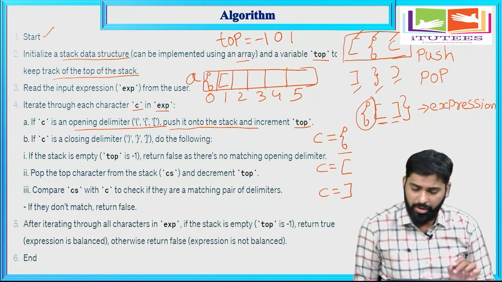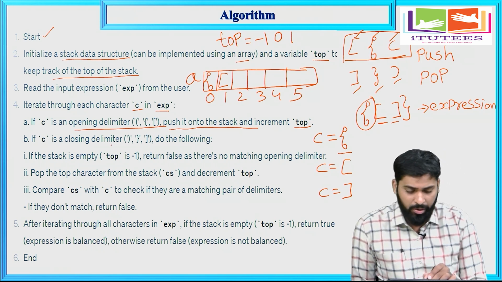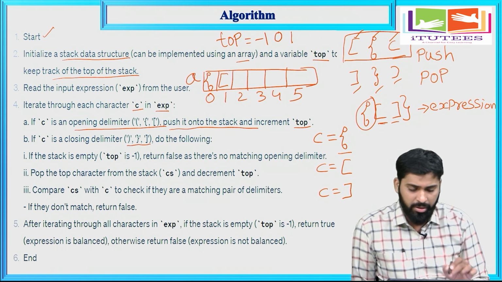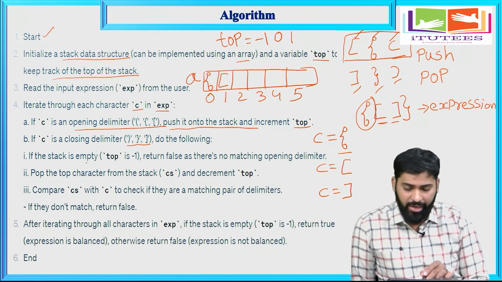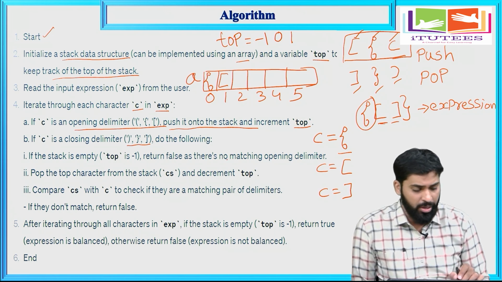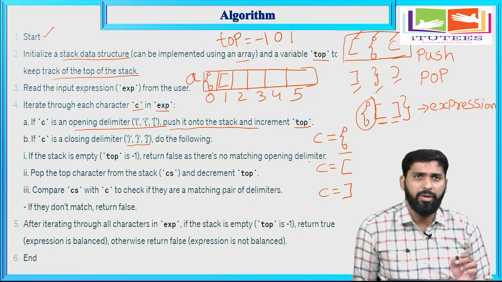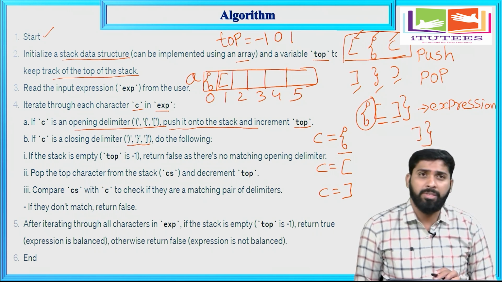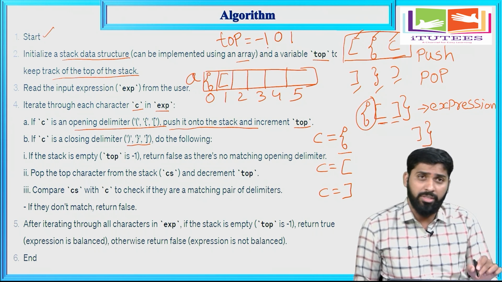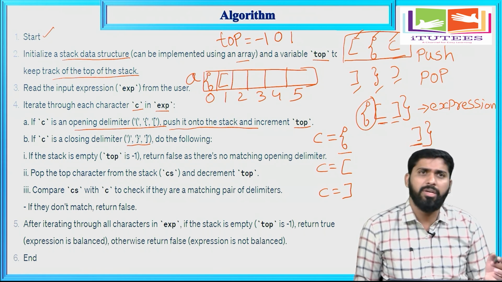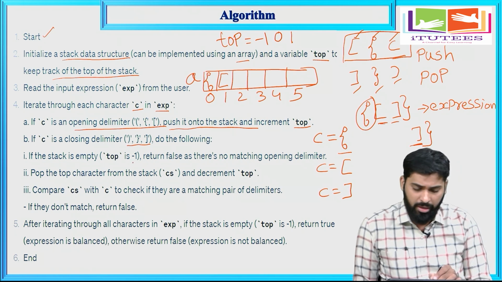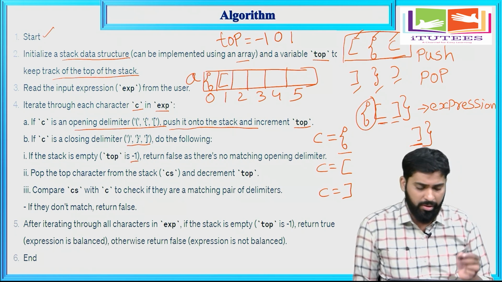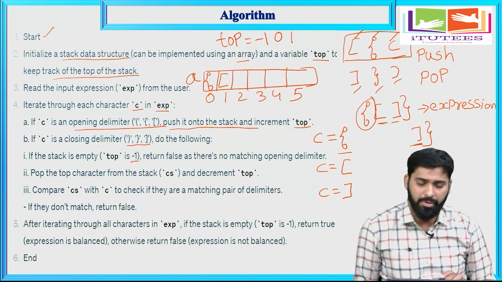Closing flower bracket. Now you check, if C is a closing delimiter, so now we are going to do this. If the stack is empty, then return false as there is no matching opening delimiter. For example, if the given expression is like this, initially the top equals -1, but here we are getting one closing, so it is unbalanced. So here if top is -1, then we assume that it is an unbalanced delimiter.